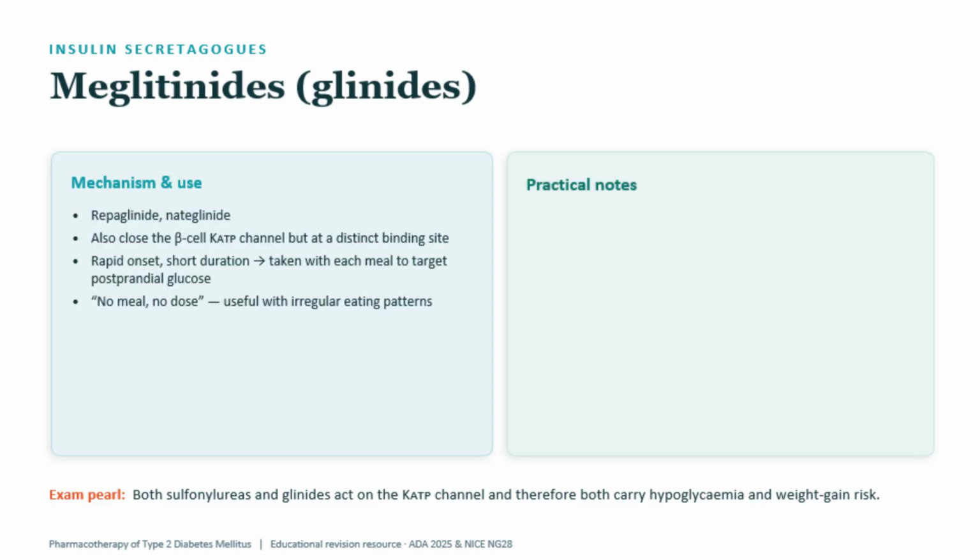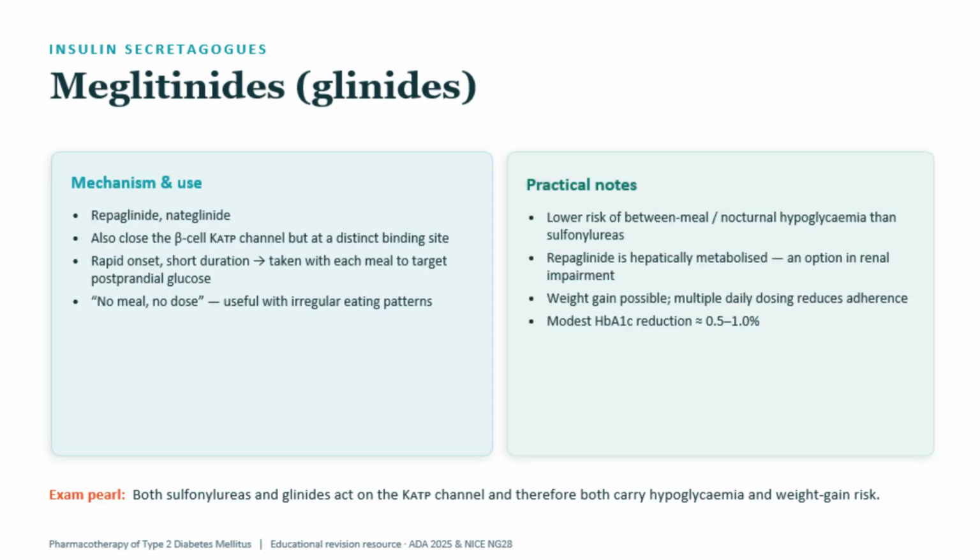The glinides, repaglinide and nateglinide, are basically the sulfonylureas' quick-acting cousins. Same channel, different binding site, but the personality is different: fast on, fast off. You take them with each meal to knock down the post-meal spike. The slogan writes itself: no meal, no dose, which makes them handy for people who eat on an unpredictable schedule.